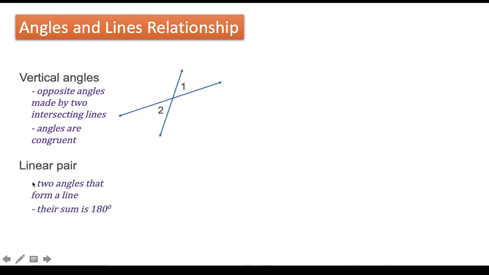A linear pair is composed of two angles that form a line. So notice that there are two lines here, two angles, angle 1 and angle 2. And these two angles are also called adjacent angles because they share a common side. But notice that the other two sides form a straight line. So these two angles are called a linear pair. And the sum of these angles is 180 degrees. Therefore, we can also call angle 1 and angle 2 supplementary angles.